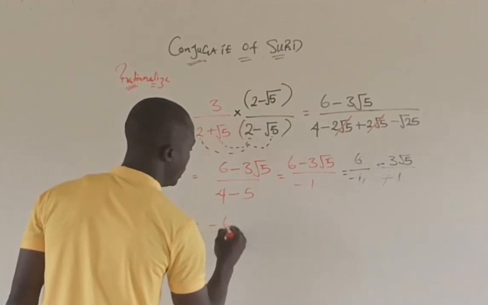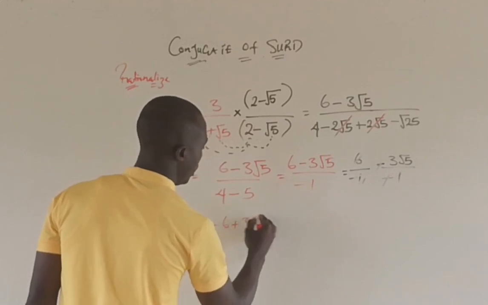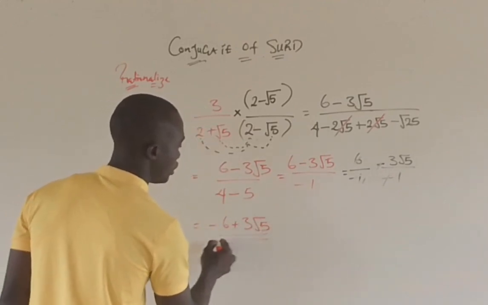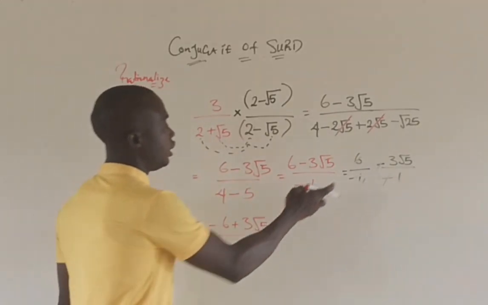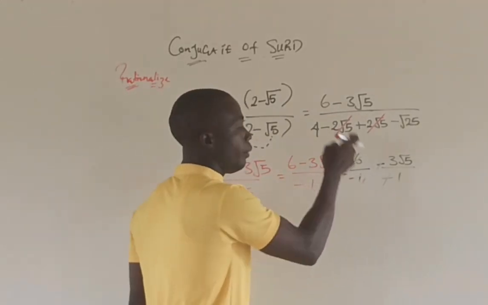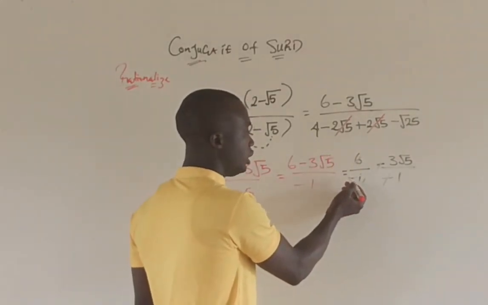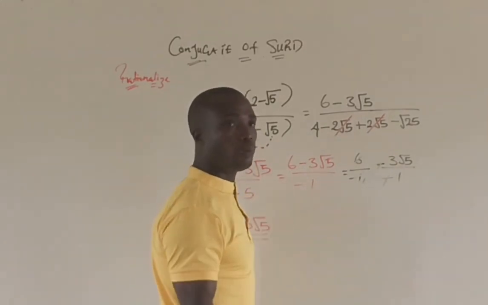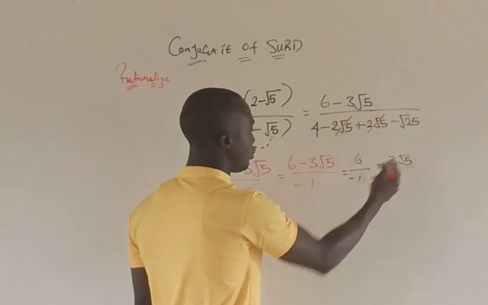equal to minus 6 plus 3 root 5. These are our final answer. Now the thing is that 6 divided by 1 will still give us 6. So we have our minus here. Then minus divided by minus will give us plus. That is minus cancels minus. We have plus 3 root 5.